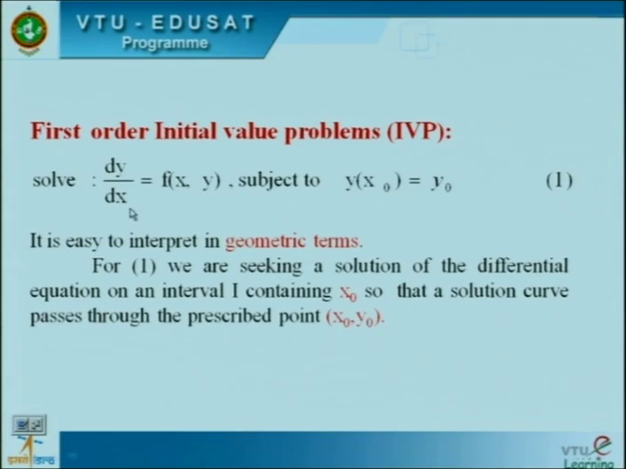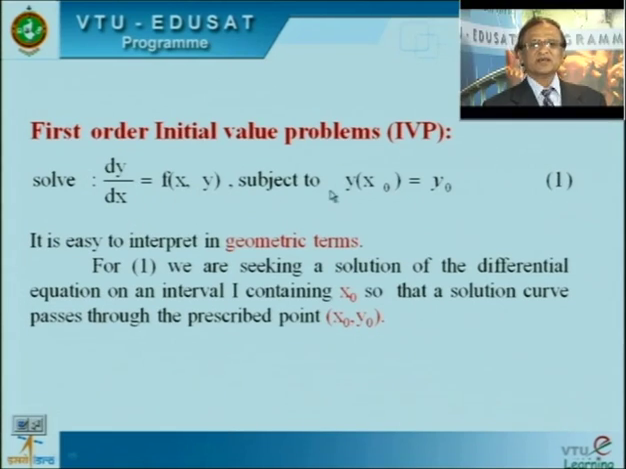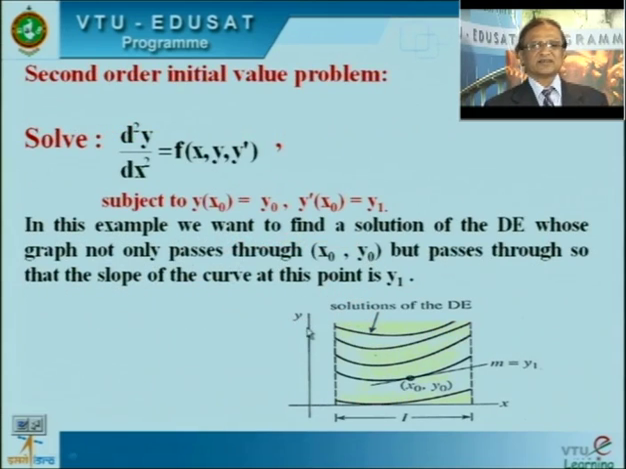So, here also they have given dy by dx is equal to f of x, y, with y of x naught equal to y naught, right. So, it is easy to interpret in geometric terms. For one, we are seeking a solution of the differential equation on an interval I containing x naught, so that the solution curve passes through the prescribed point x naught, y naught, as I have mentioned.